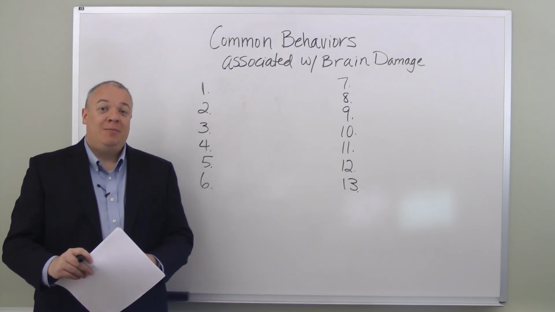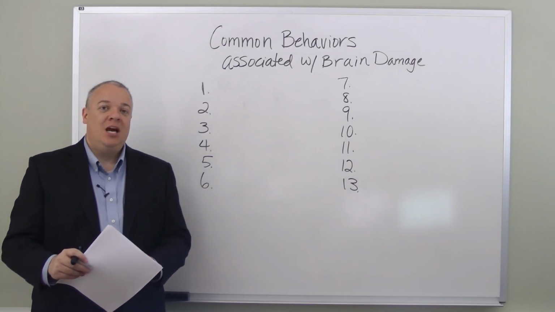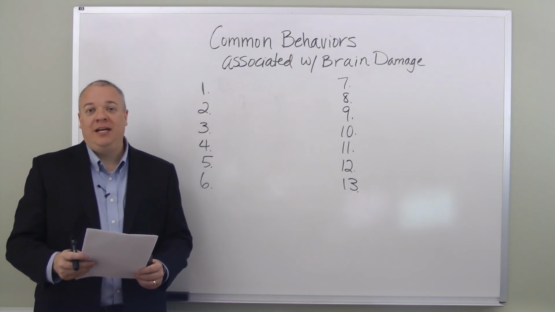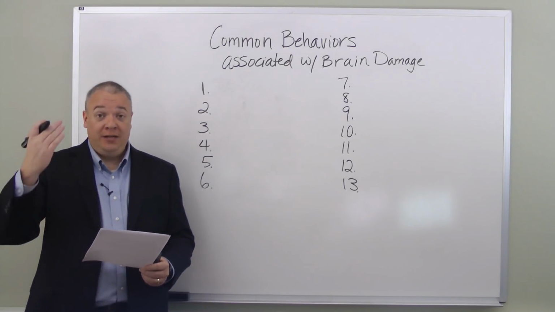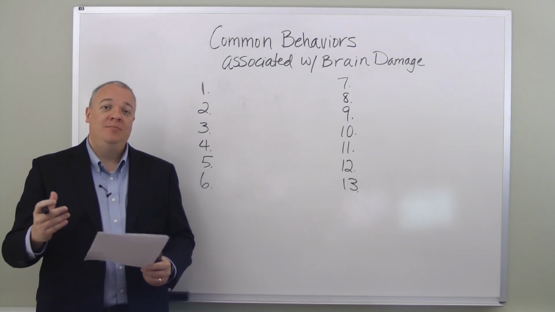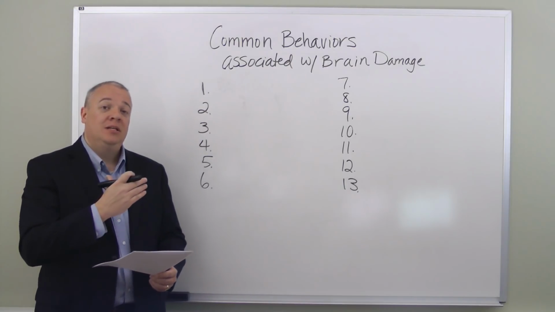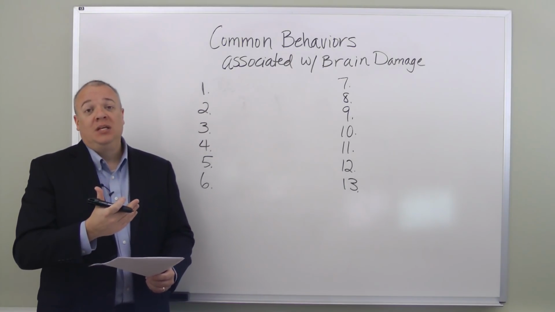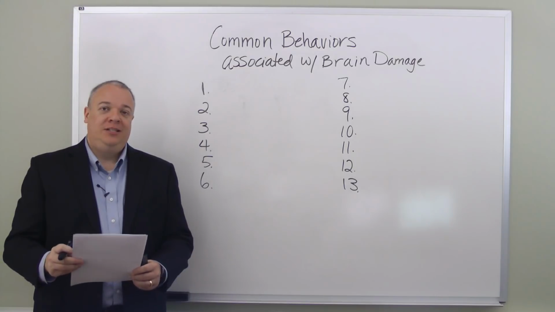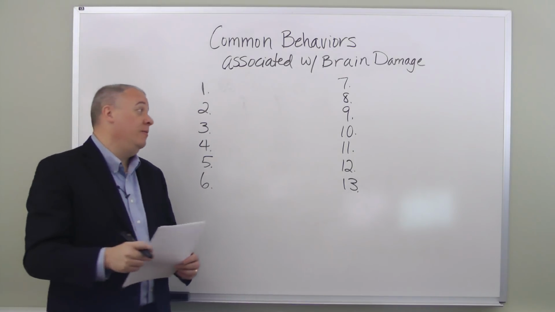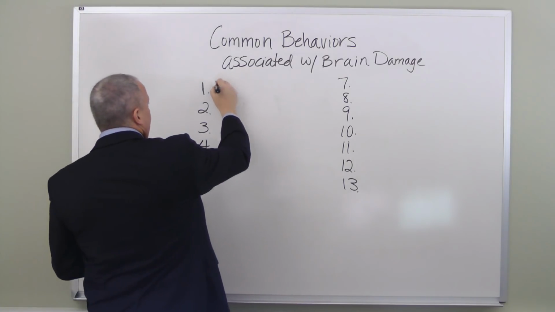For the next couple minutes, I'd like to go over some of the common behaviors, characteristics, traits involved with people who've had brain damage. So those who have had brain damage in one form or another will exhibit some or perhaps more of the following characteristics or behaviors. So number 1 we want to talk about is disorientation.